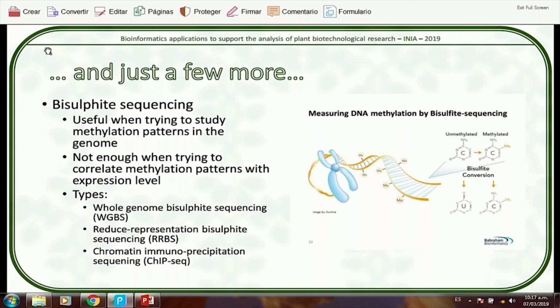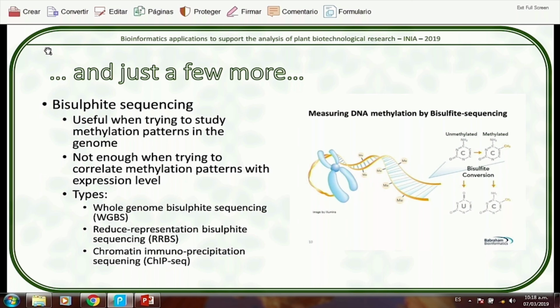Just a few more. Bisulfite sequencing. If you want to know the methylation status of your DNA, this is useful when you're just trying to study methylation patterns in the genome. It's not enough when you're trying to correlate methylation patterns to expression patterns. You have whole genome bisulfite sequencing. This requires a little bit more background, but it's basically targeted at non-CG or non-CHG methylation patterns.